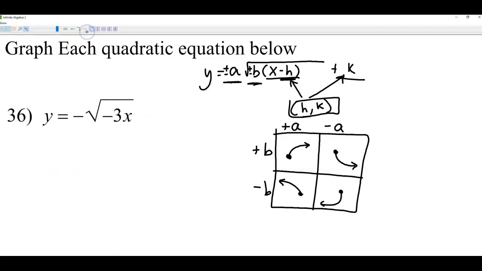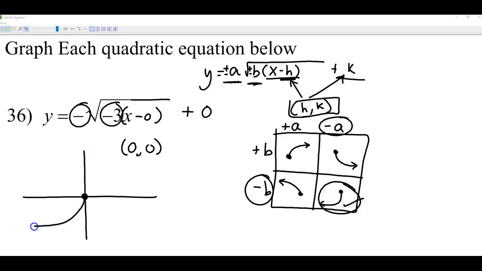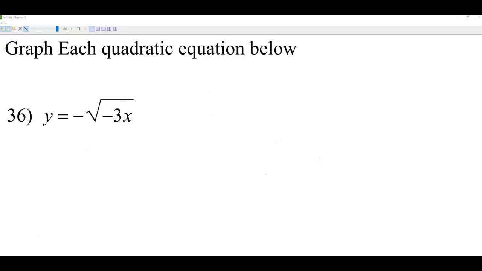Do one more like that, and that'll end us for the day. In this problem, we don't have an h, so you can assume that it's 0. And we also don't have a k, so we can assume that that is 0. So my starting point is 0, 0. Since my b is negative and my a is negative, my shape is going to look like that. So starting at 0, 0, and using this shape here, that would be my graph. And that'll do it.